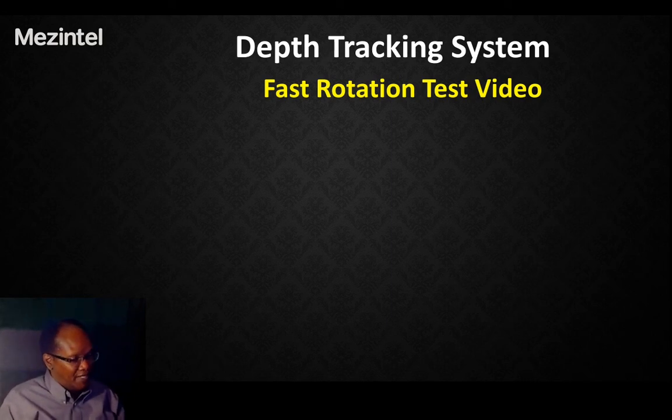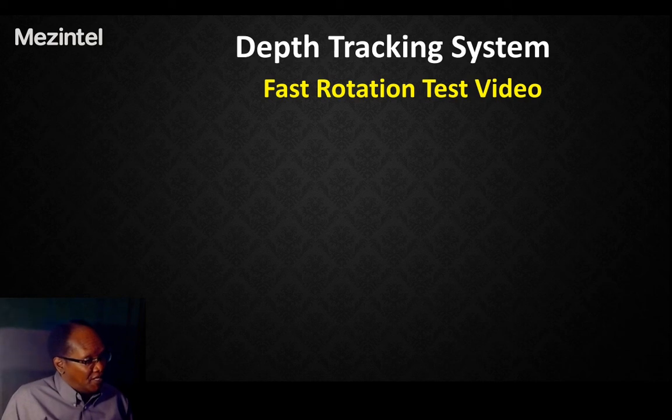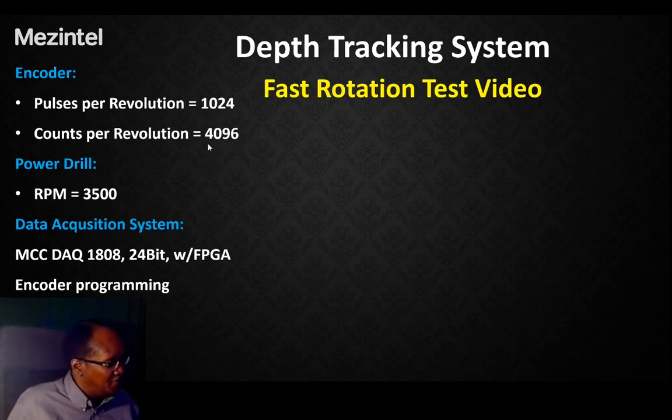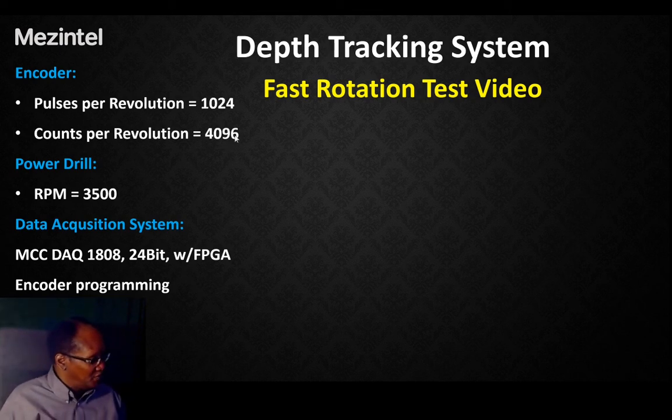So on to the next slide, and having completed the encoder setup, this slide is going to show how to do the fast rotation test. We're going to look at some specs for the equipment that's going to be used in this test. And the encoder is one with pulses per revolution of 1024, and the counts per revolution translate to 4096. This is just 1024 multiplied by 4. You get this value right here, which is counts per revolution.